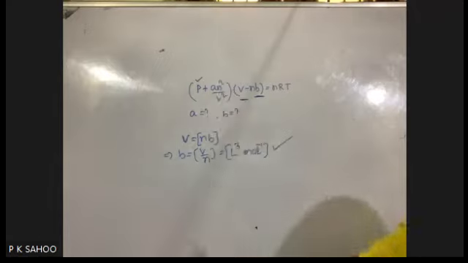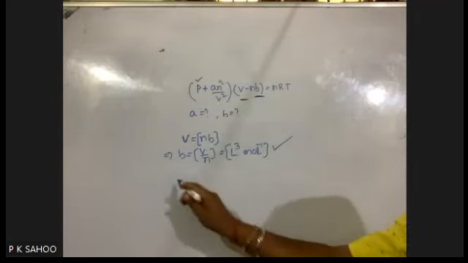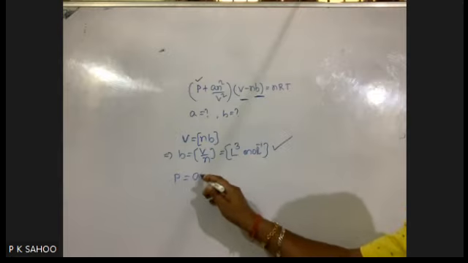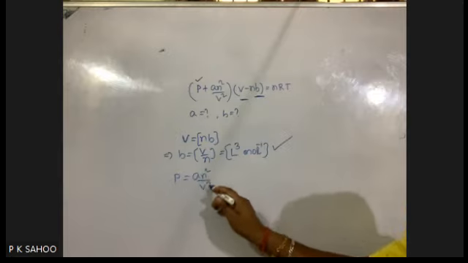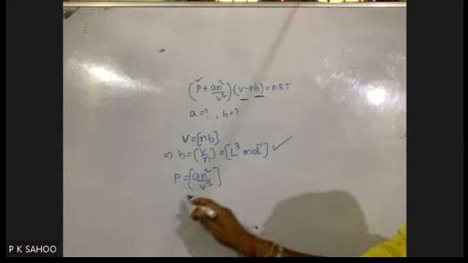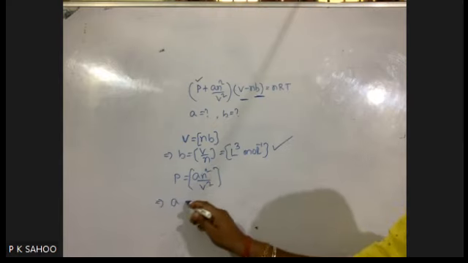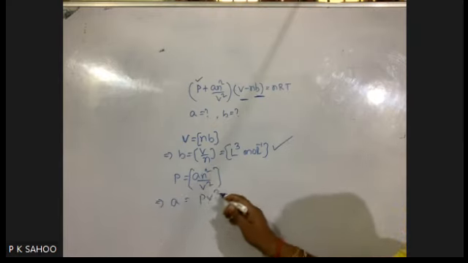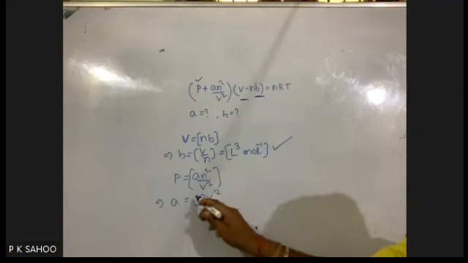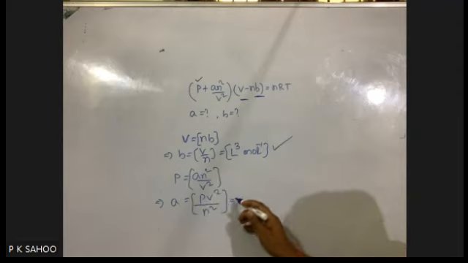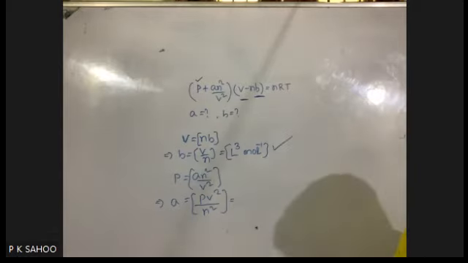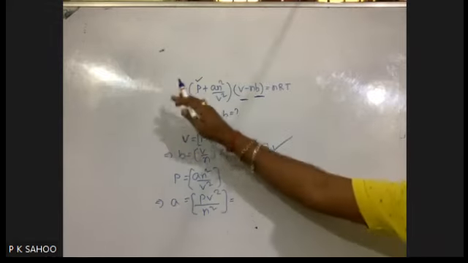Then how will you find A? P is added with A n square by V square, so P's dimension is the same as A n square by V square's dimension. Then A is equal to PV square by N square. Any doubts? Where they are added, their dimensions are the same.